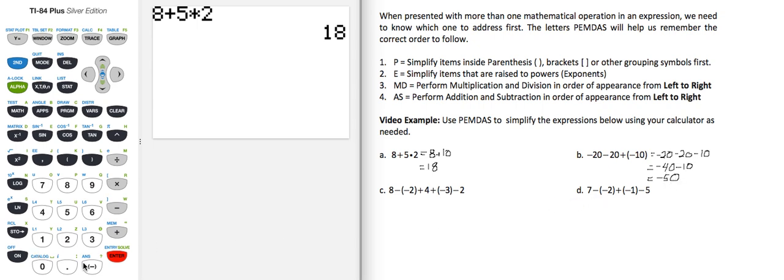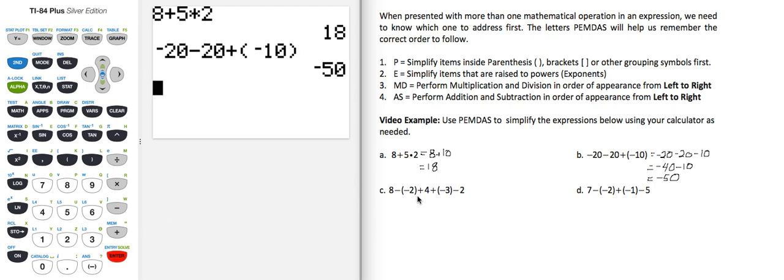Let's check that on our calculator, putting in the original expression: negative 20 minus, or subtract, 20 plus, and then in parentheses, negative 10. Enter gives me negative 50, confirming the result.